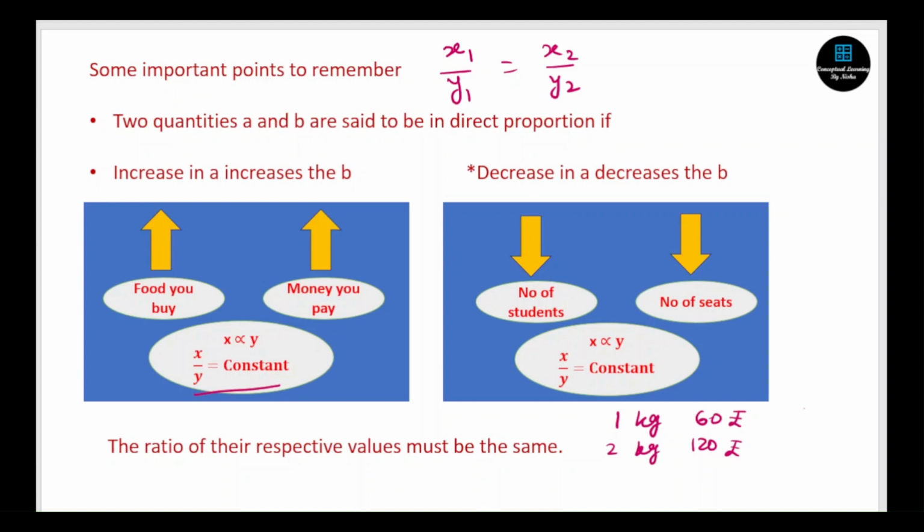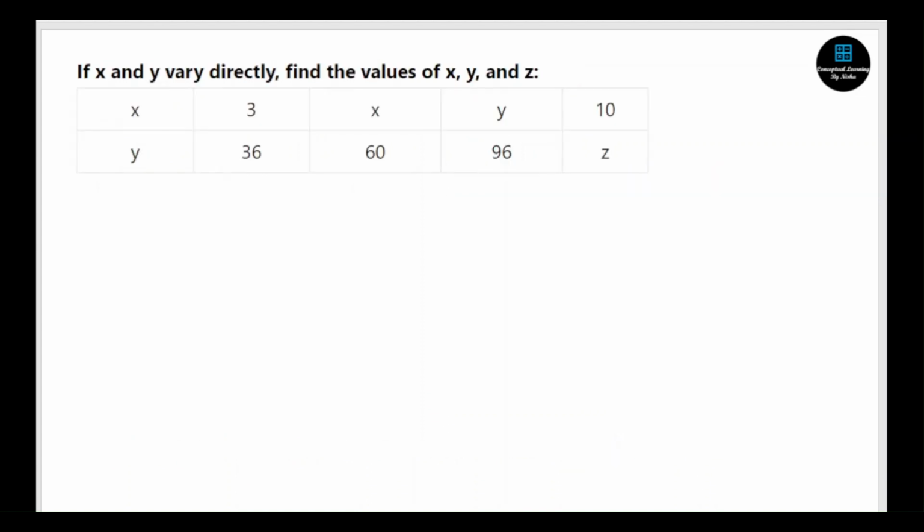Okay, now let's start solving some questions. Now here x and y vary directly, and you have to find the value of x, y and z. Alright. So what I can say is x and y vary directly. So x is proportional to y. What I can say, x upon y equals a constant. Correct?